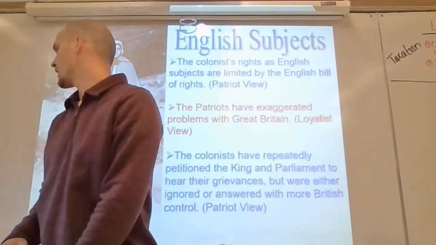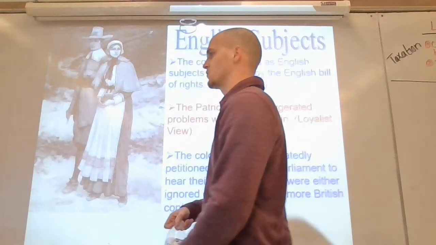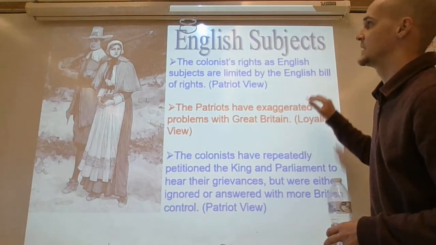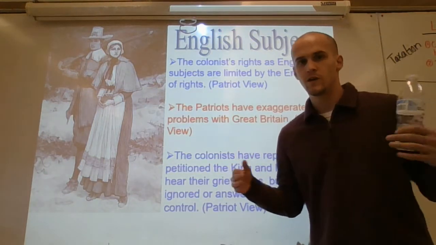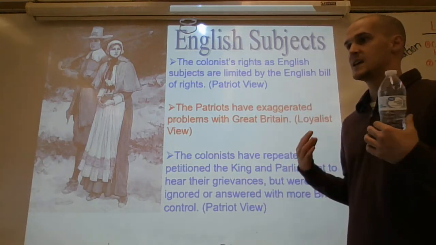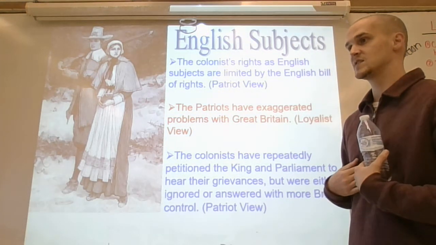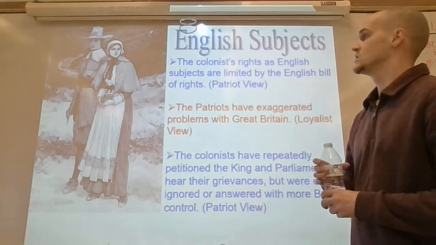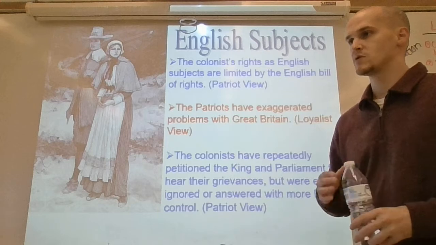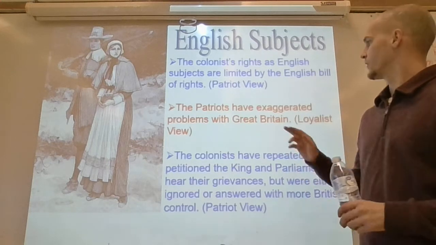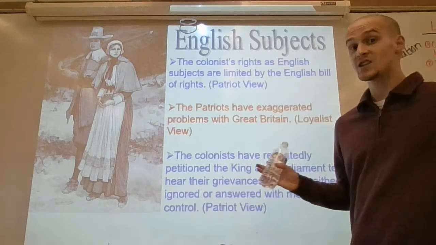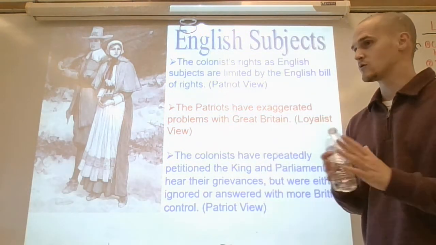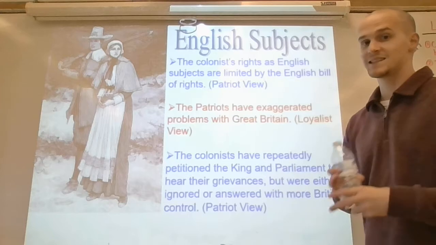The last one is English subjects. The colonists' rights as English subjects are limited by the English Bill of Rights. The Patriots felt, you know what, we'll have more rights if we can just set things up on our own. If we can set it up and have our own rights and set up our own regulations, we will have more rights and we will be able to run better. The Loyalists said the Patriots exaggerated. It's an exaggeration. The problems with Great Britain are not that bad. And that's how the Loyalists felt.